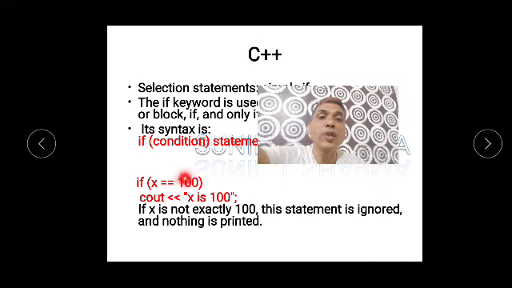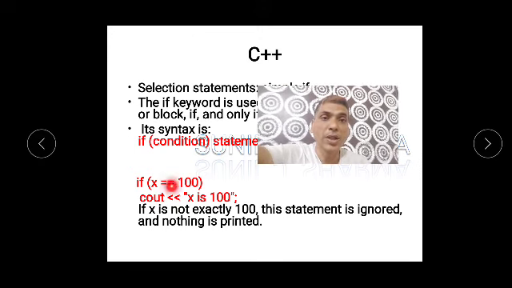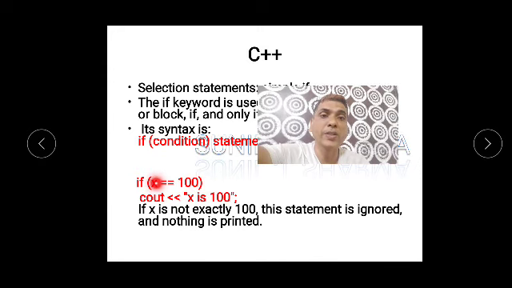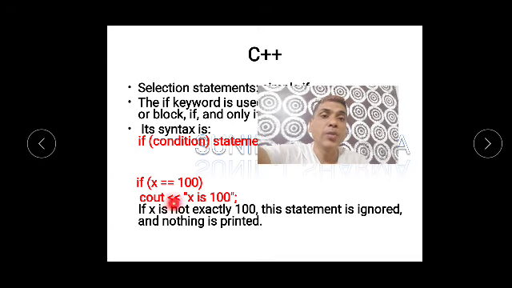Now please try to understand this. If x equal to 100. Remember that whatever examples I'm taking are just a part of the program, not the complete program. If x equal to 100, that means it is comparing the value of x with 100; cout means it will print x is 100.